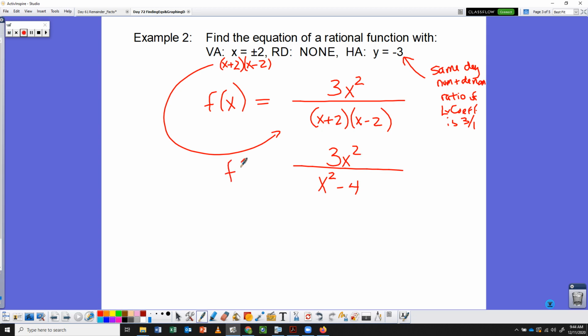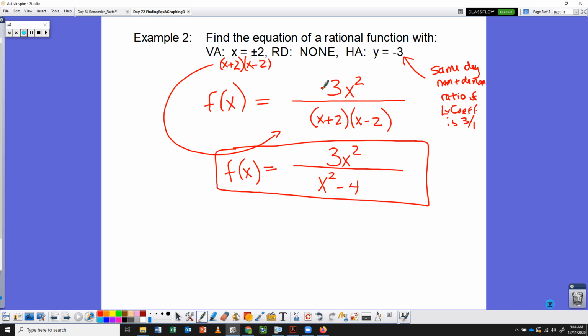So this is an example of a formula that I could use that would produce all of the information that they wanted. Vertical asymptotes at plus and minus 2, and also a horizontal asymptote of negative 3. This needs to be a ratio of negative 3. I forgot about the negative. So negative 3:1. y equals negative 3. Okay.